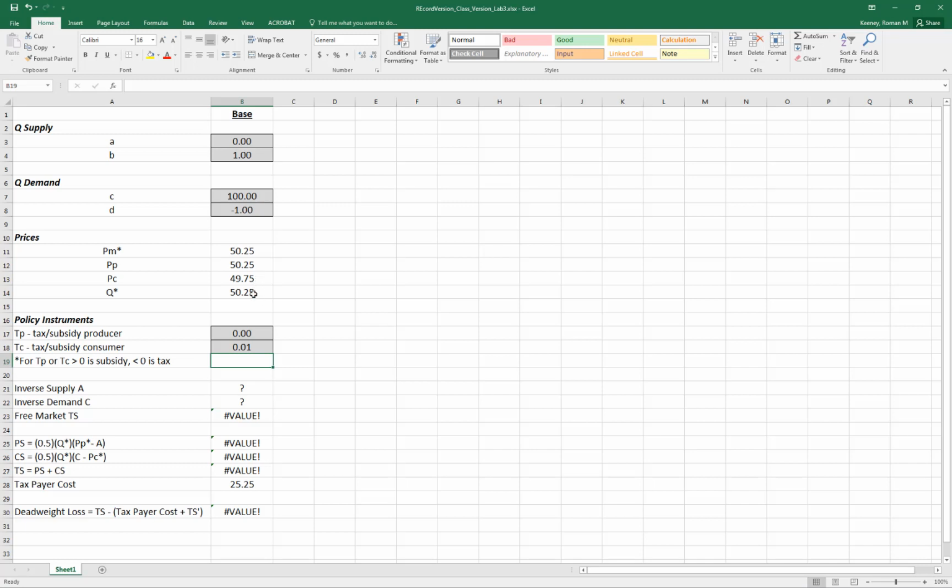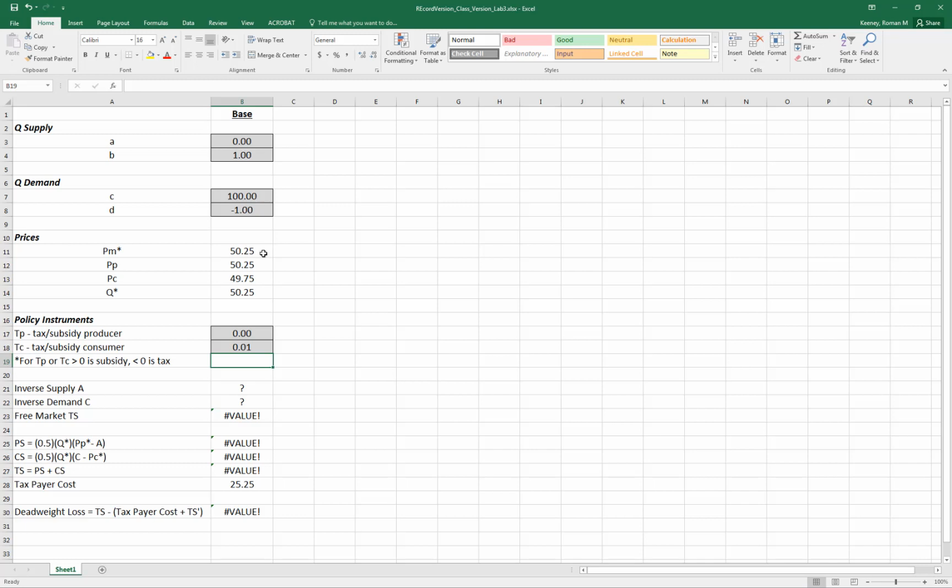Again, the expansion in the market is the key, right? So if you subsidize consumers, with a positive rate, TP, TC greater than 0 is a subsidy, so 0.01 is like a 1% subsidy. You expand the market quantity, and then of course consumers benefit. And what's interesting here is that a 1% subsidy of 0.01 to producers or consumers gives the exact same result for the producer price and the consumer price. Those are the ones we're interested in, right?